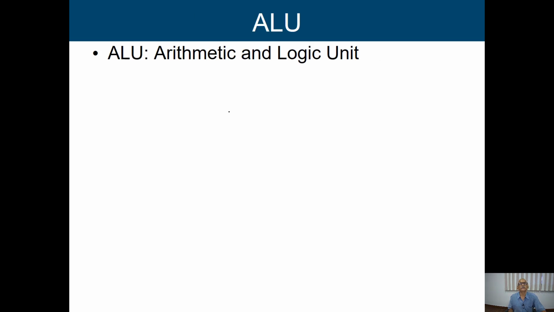Now, first we are talking about the ALU, the arithmetic and logic unit. You just see the block diagram of the ALU, which is represented like that. It has two inputs, say A and B, and one output, say C.